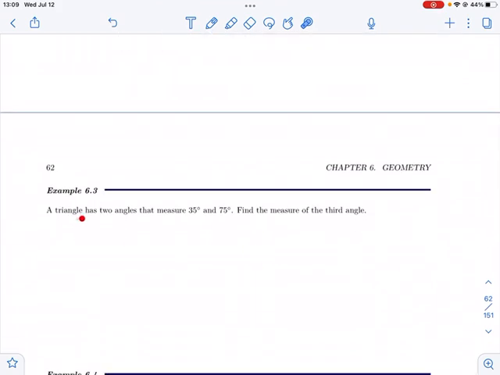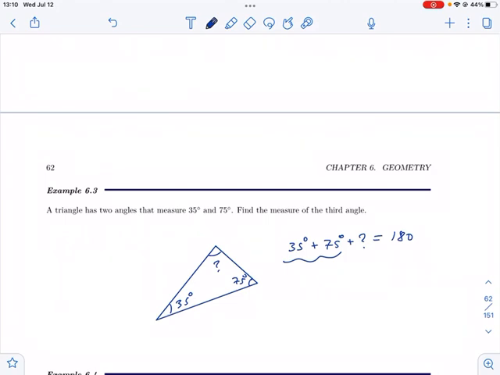Here we have an example. A triangle has 2 angles that measure 35 and 75. So let's see, this is 35 degrees. This is not an accurate graph, but maybe this is a better graph. If this is 75 degrees and this is 35 degrees, find the measure of the third angle. Now we know that the sum of the angles is 180, right? So 35 degrees plus 75 degrees plus the third angle should equal 180. So the sum of those is 110 plus what equals 180. So this angle has measure 70.